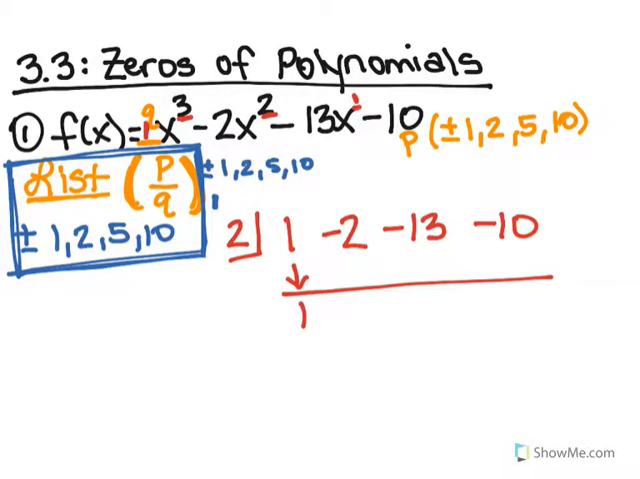So if you use synthetic division, we got 2 times 1, which is 2. 2 minus 2 is 0. 0 times 2 is 0. 0 minus 13 is negative 13. And negative 13 times 2 is a negative 26. And negative 10 and negative 26 is a negative 36. So you can see by you having a remainder that 2 does not work.